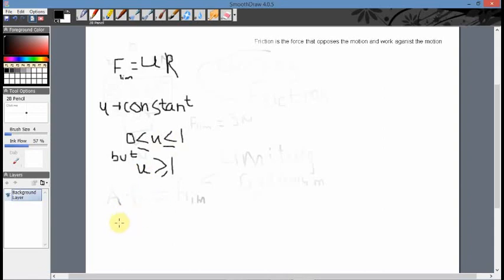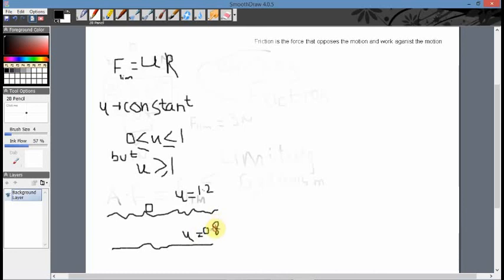If the surface is more rough, then the value of mu would be greater. For example, if this surface is rough and we place a particle, then perhaps the value of mu might be 1.2. But if a surface is less rough, meaning it's more smooth compared to the previous surface, then the mu value would be less, for example, 0.8.